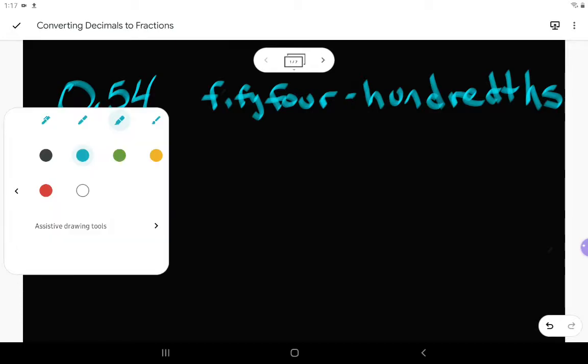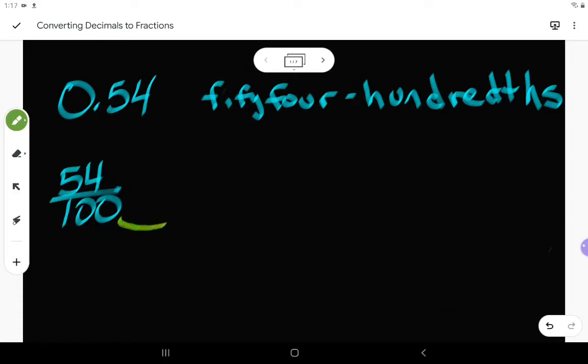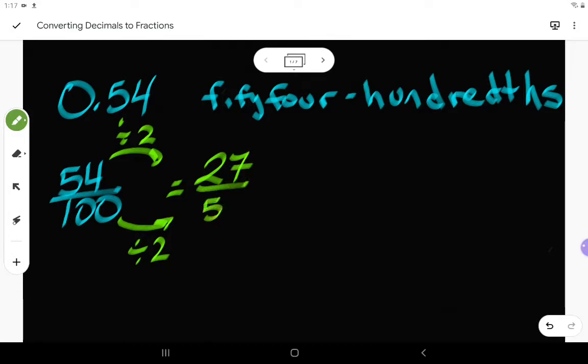Now we do have to put that into lowest terms. I have a common factor between numerator and denominator of 2. So I would divide numerator and denominator by 2 to get 27 over 50. I have no more common factors between that. The only factors of 27 are 3, 9, and 27, and I cannot divide 50 by any of those things. So that one would be in lowest terms.